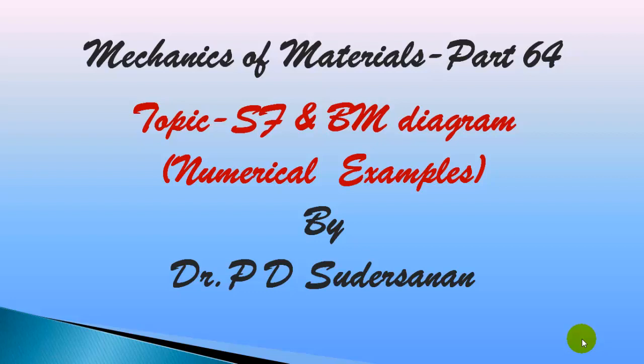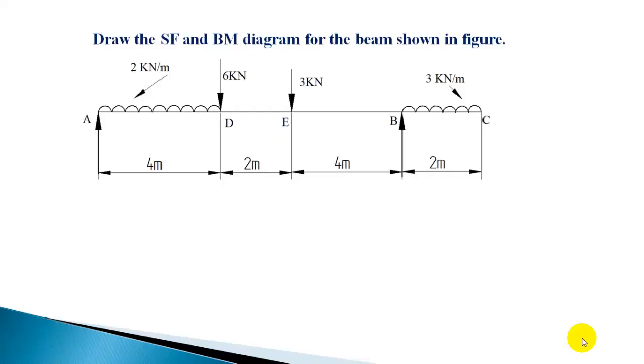In today's class, we'll draw the shear force and bending moment diagram for an overhanging beam subjected to uniformly distributed loads and point loads. This is an overhanging beam supported at A and B and subjected to UDL in the portion AD and BC. So the intensity of UDL in this section is 2 kilonewton per meter. That means every meter length, 2 kilonewton load is acting.